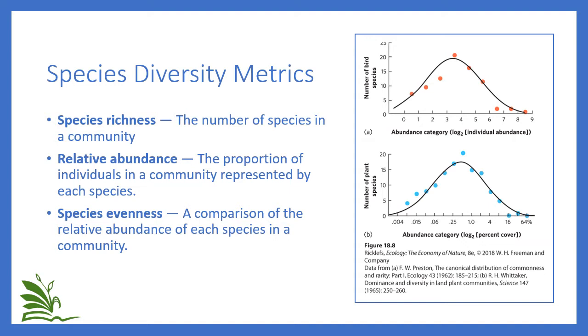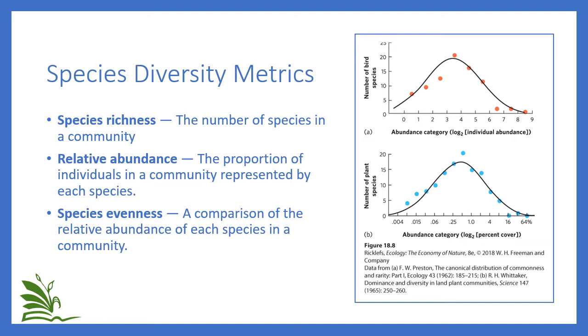So species richness is a very simple metric which is calculated as the number of species in a community. So you just go through a community, you figure out which organisms live there, and then it's just the number of species in that community that makes up the metric species richness.